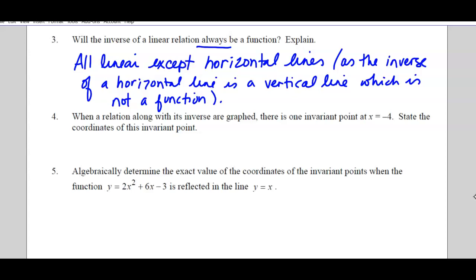So when a relation along with its inverse is graphed, there's one invariant point at x equals -4. What are the coordinates? So -4, what would the y value be? If it's invariant, they have to be the same. They have to be on that line y equals x.